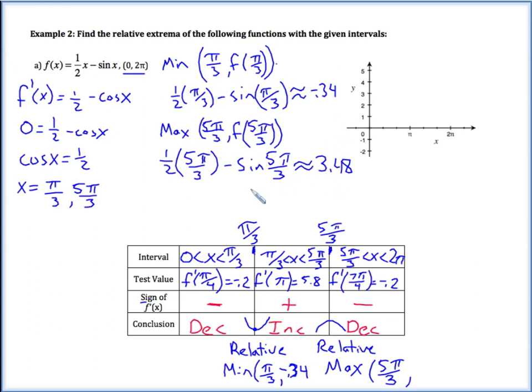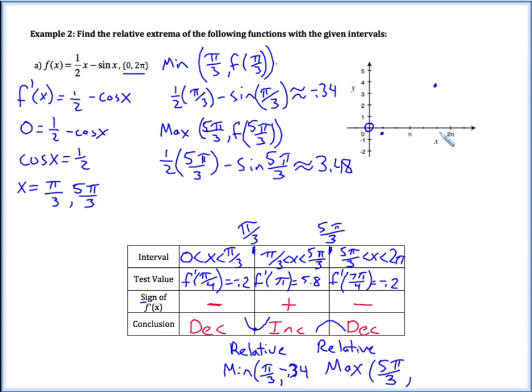Okay, so let's go ahead and sketch this here. We want to think about if we plugged 0 into this, that would come up with 0. So we have an open circle on 0. We know we have a minimum at pi over 3, comma, negative 0.34, which is about right here. We know we have a maximum at 5 pi over 3 and 3.48. So 5 pi over 3 is here, and 3.48 is about right there.